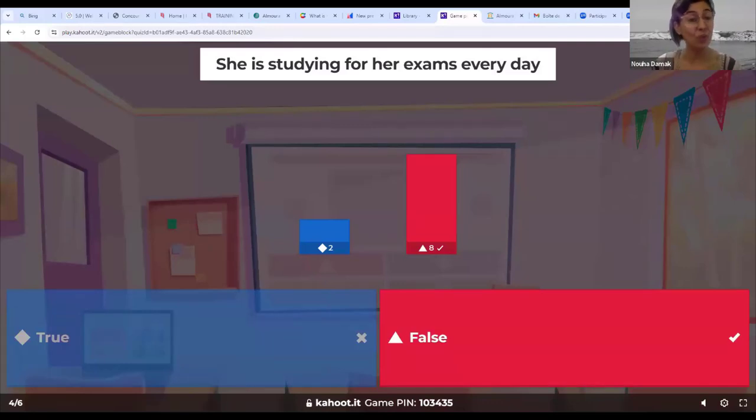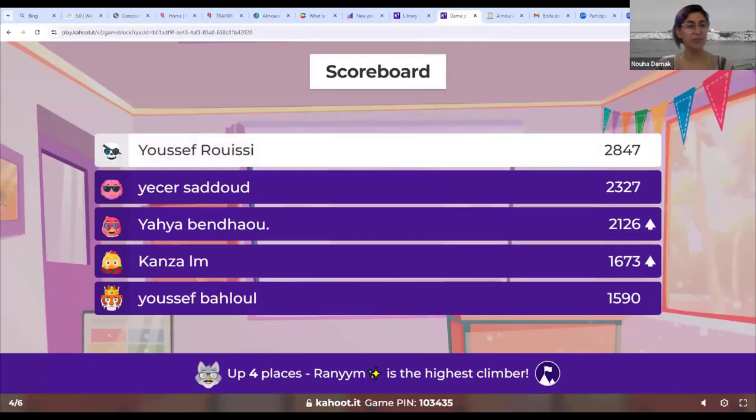Very good. That's false. Because we said that when it is a habit, we use the simple present. She studies for her exams every day. So let's see who did it. Okay, Yahya, Kenza, Yusuf Bahlul, Yusuf Ruisi, Yasser. You are doing well.